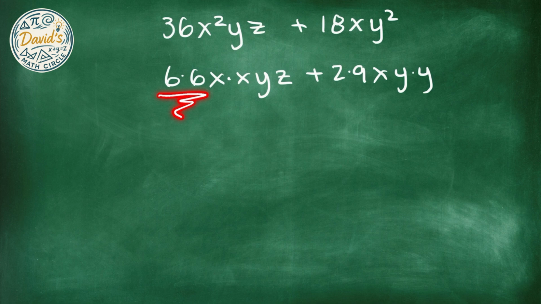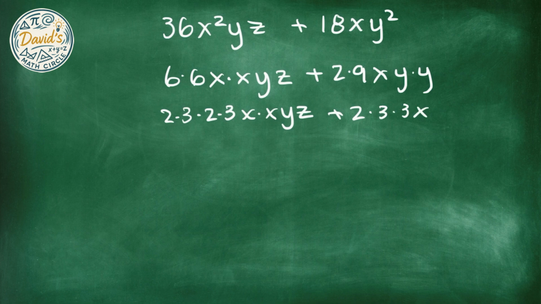I still can deconstruct this and this. So let's do it. 6 is 2 times 3, and 2 times 3 once again, because I have another 6, times x times y times z, plus 2 times 3 times 3 times x times y times y. Your teacher in class might not have taught you this way because it's longer, but it's easier to see what's in common between the two terms.